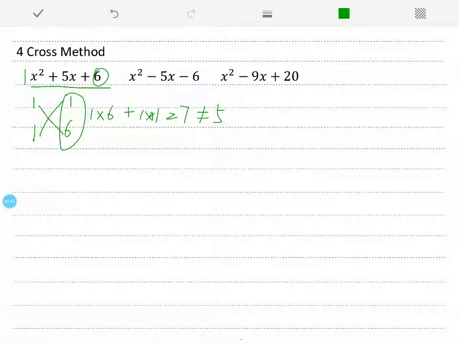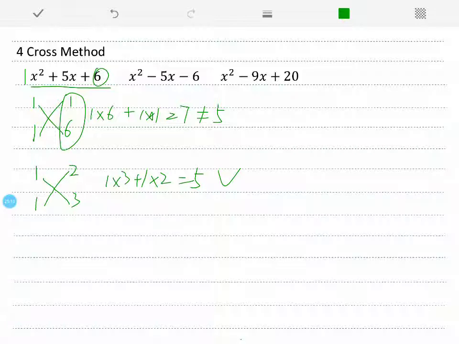So that means this combination for 1, 6 is not right. Let's choose the other way. The left is still 1 times 1, but the right could be 2 and 3. So you do 1 times 3 plus 1 times 2, which exactly equals 5. That means we get the right combination.